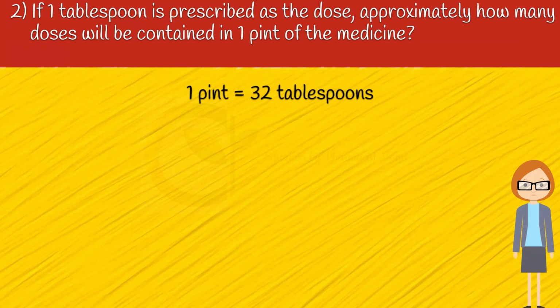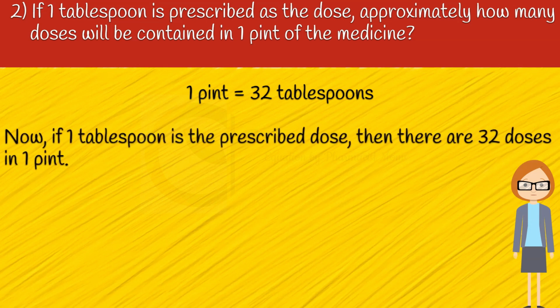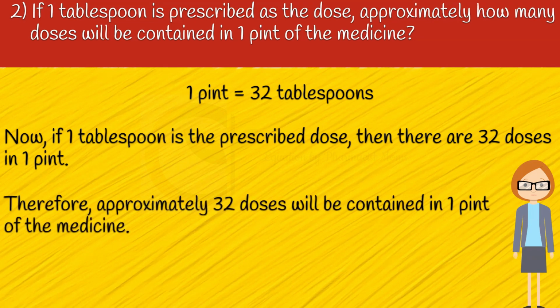1 pint is equivalent to 32 tablespoons. Now, if 1 tablespoon is the prescribed dose, then there are 32 doses in 1 pint. Therefore, approximately 32 doses will be contained in 1 pint of the medicine.